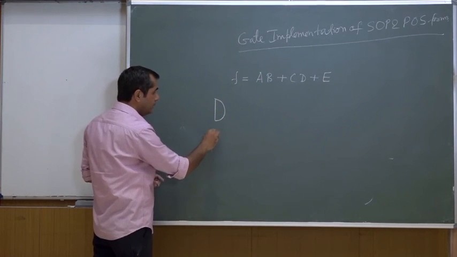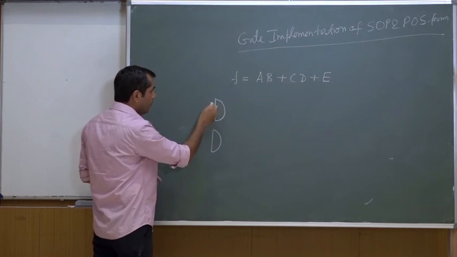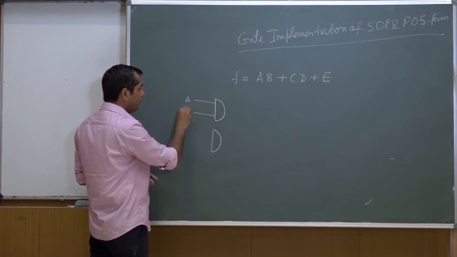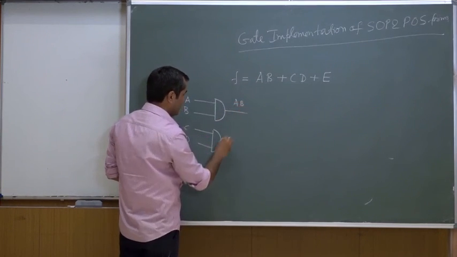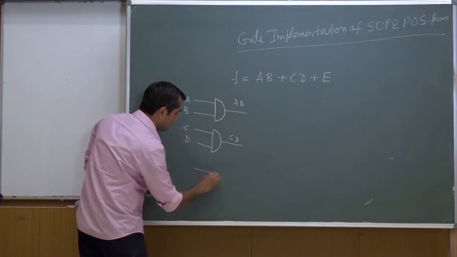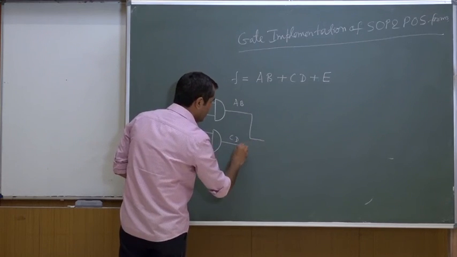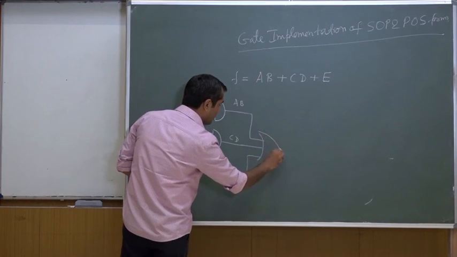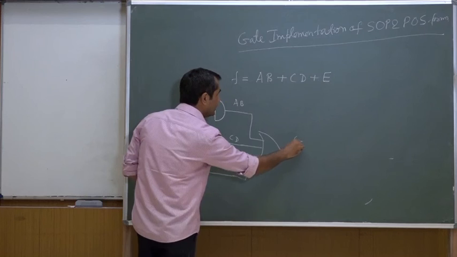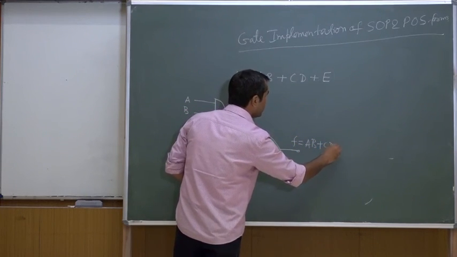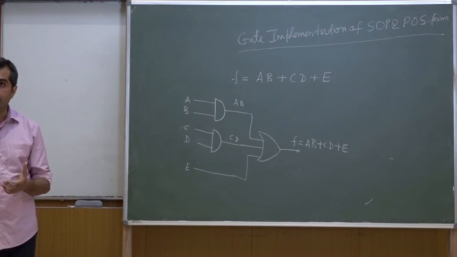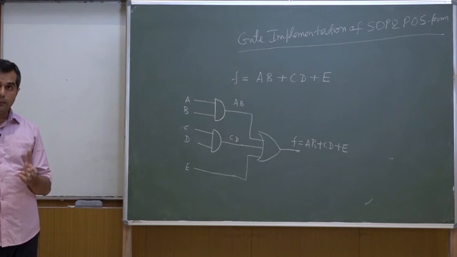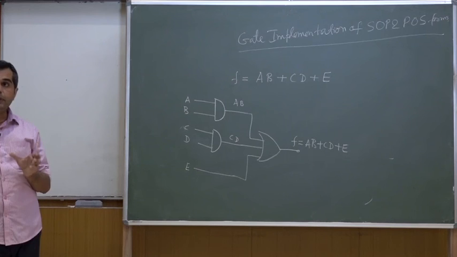In the first stage, I need two AND gates that will take A, B and C, D. The outputs here will be AB and CD, and then another input that is E, and finally I will do an OR operation, and the function F is actually AB plus CD plus E. So, this is the implementation for the sum of product form of the Boolean function. If the Boolean function is written in sum of product form, then we need AND and OR gates to implement the hardware for that given function.